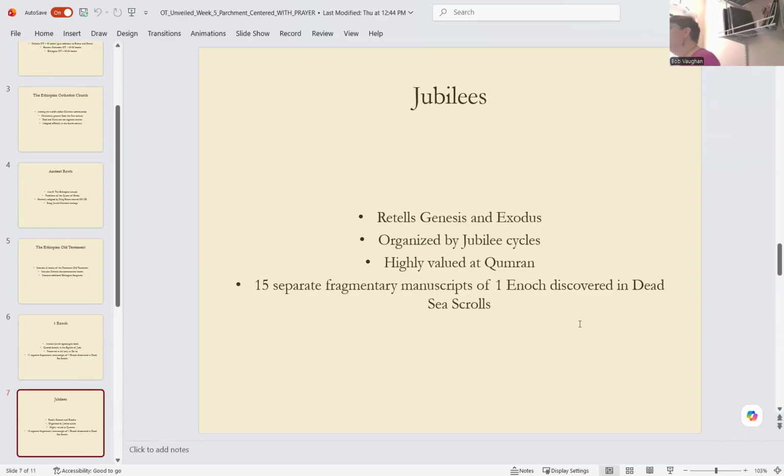Tertullian, you guys all know Tertullian, right? He's an early church father writing around 200 CE, and he said it's scripture. Irenaeus and Clement of Alexandria, also early church fathers, referenced it very favorably. So it was only in the 4th century that it fell out of use and was no longer accepted by the Western and the Byzantine churches.